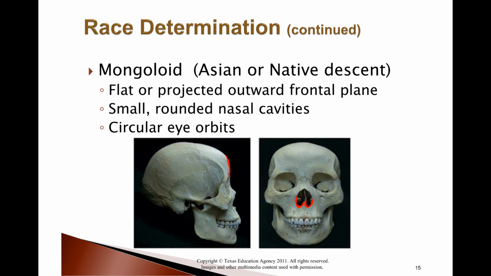Where your eyes sit are called your eye orbits, or sometimes they're referred to as orbitals. For the Mongoloid race, they tend to be circular, and it's not an obvious circle, but when you compare them to some of the others that we will look at, it looks fairly circular. So here and there.